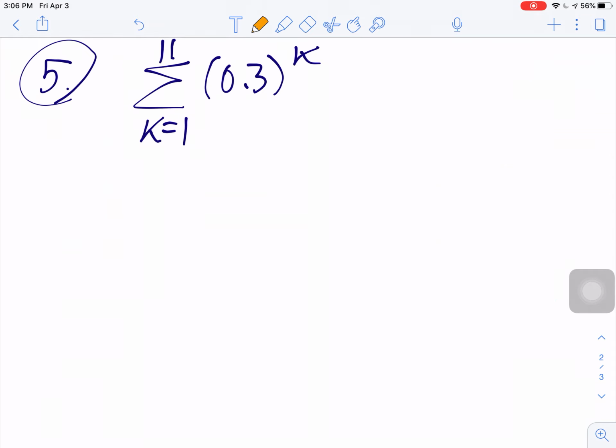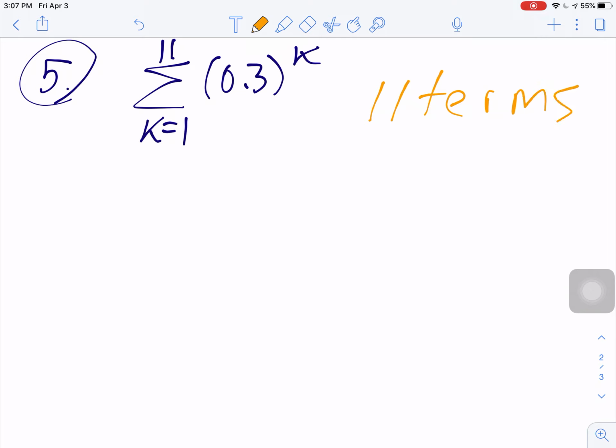Okay, when you're looking at an infinite series, so you asked, how do you know you're going in the right direction when it comes to finding the limit formula? So the next one is actually not an infinite series. So this one tells you you're finding the first 11 terms.